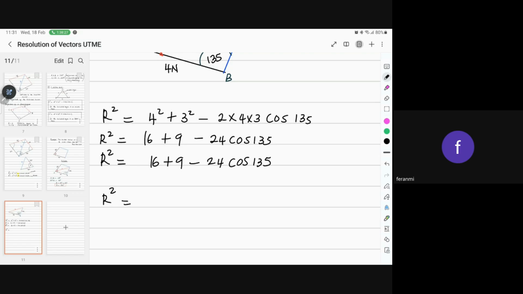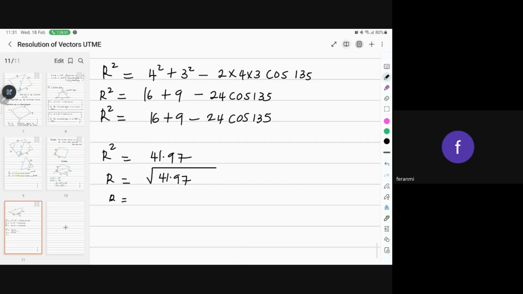It can't be minus. 41.97. Then you're looking for r. Good. You now take the square root of 41.97. So that will give us what? 6.48. Good. Now you're talking. Newton. Yeah, good.